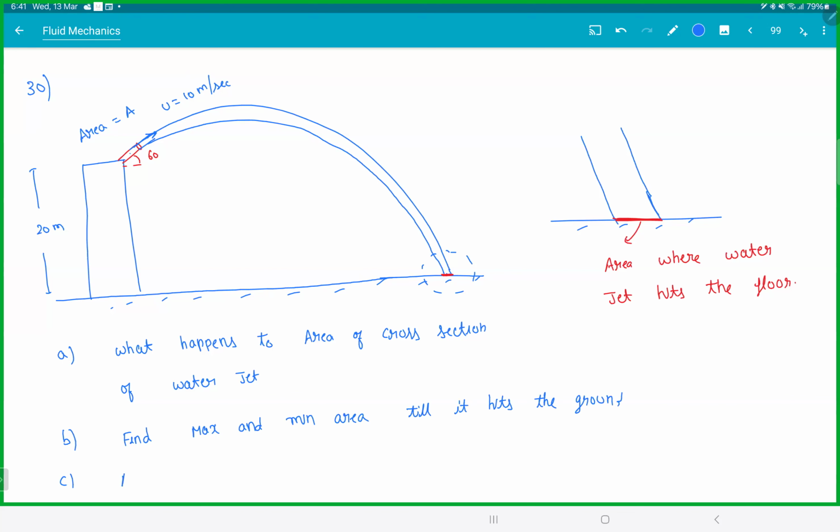Third, find the area when it hits the ground. Basically, this area I want you to find. I'll write this one. So basically, find this area. Find the area on the floor hit by the water jet. Question is clear? There, kinematics and this.